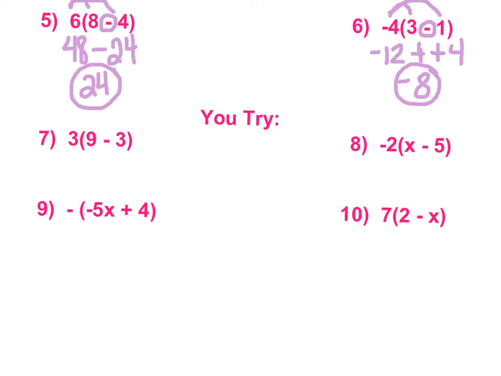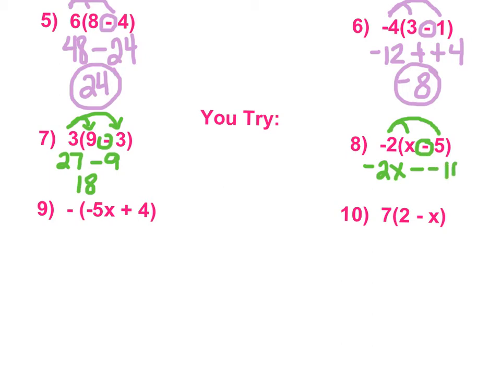All right, let's see how you did on number 7. We're going to distribute this 3 right here. So we take 3 times 9, which is 27, minus 3 times 3, which is 9. That gives us an answer of 18. Number 8, we're going to distribute the negative 2. So negative 2 times x is negative 2x. Bring down the subtraction sign, and then negative 2 times 5 is negative 10.